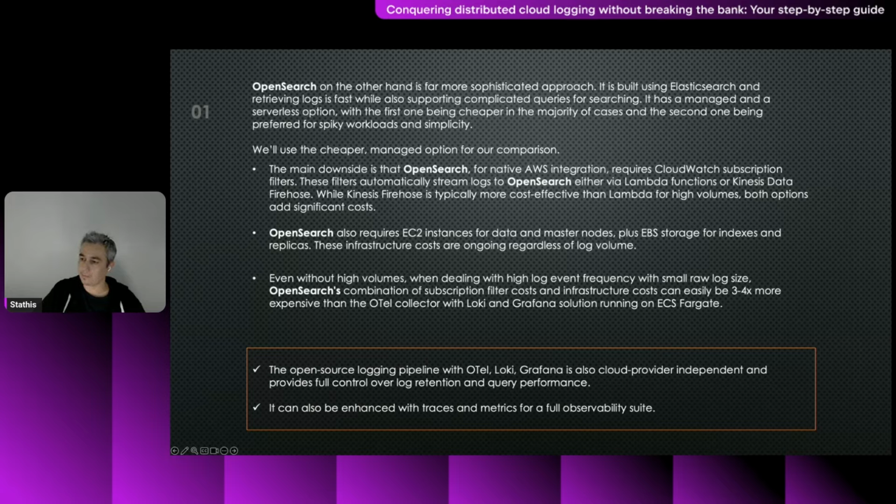Natively is the key here in our comparison, as someone could build a custom solution around it by using OpenTelemetry, for example, having an OpenTelemetry collector sending data after transforming them to OpenSearch. So Kinesis Firehose is generally cheaper of the two, but both approaches are considered expensive. OpenSearch also requires EC2 instances for data and master nodes, and EBS storage for indexes and replicas. These costs are ongoing, even when log ingestion or query activity is low.